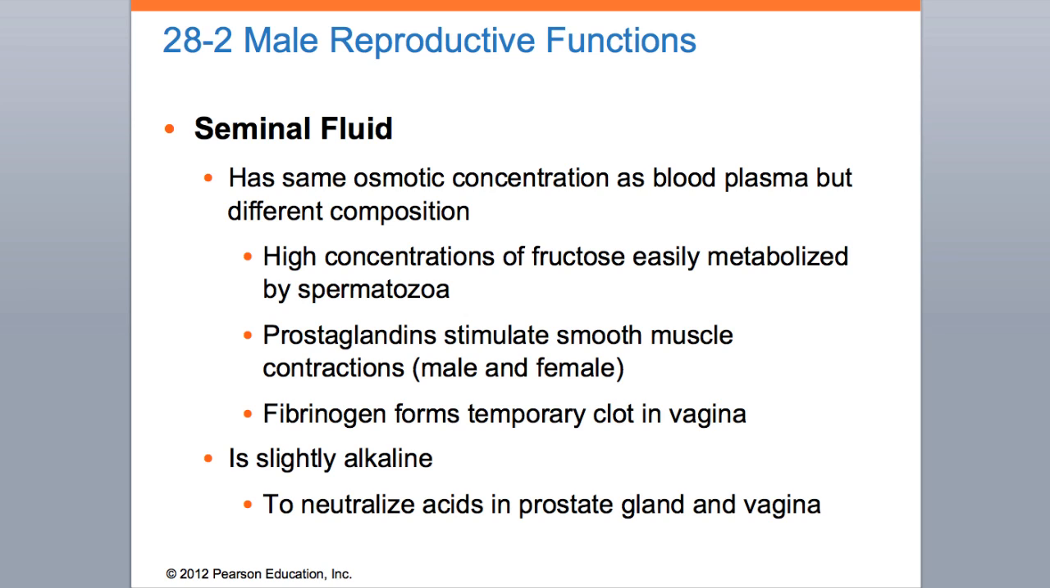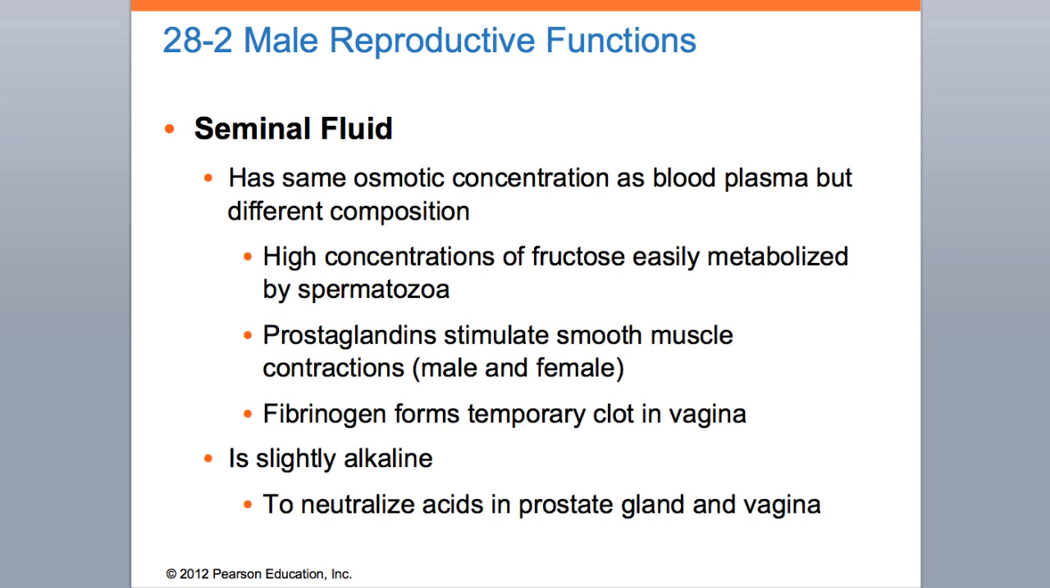Next, fibrinogen forms a temporary clot in the vagina. And that's going to cause a thickening of the semen once it's deposited into the vaginal tract. So it's going to cause a little thickening.